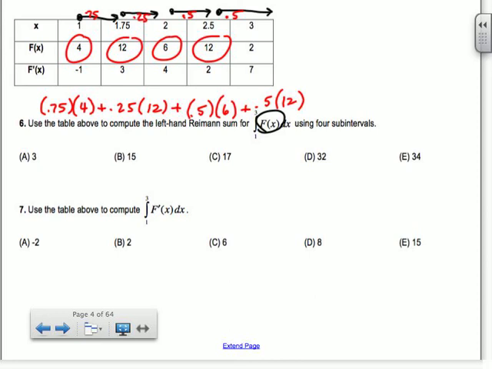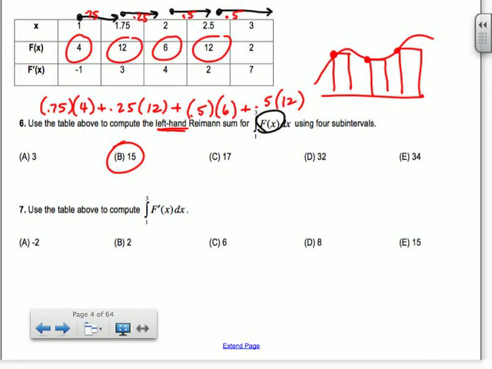Okay, and when you work that all out, you should get 15, so B. How come you want to use the first 4 rather than the others? Because it's the left hand. See how it says left hand? So you want to think about your rectangles. If I had drawn my curve, you would use the left point, right? Like that. Those would be left rectangles.